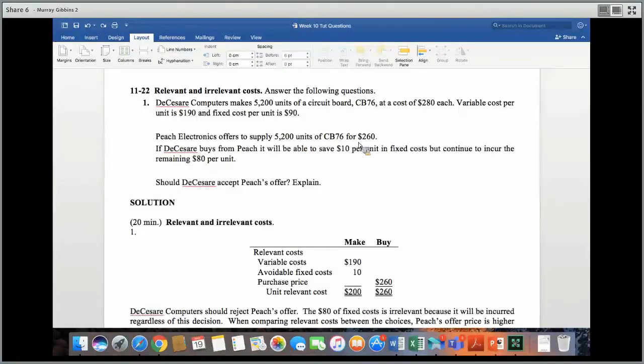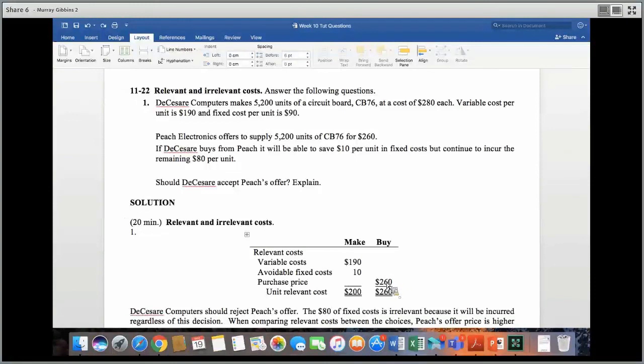There's another supplier who's offered to provide the same product for 260. And if we do decide to go and buy it from him, we will save $10 in fixed costs. But no matter what we do, whether we buy it or make it, we're still going to be up for $80 of those $90 fixed costs. So let's see what the calculation looks like now.